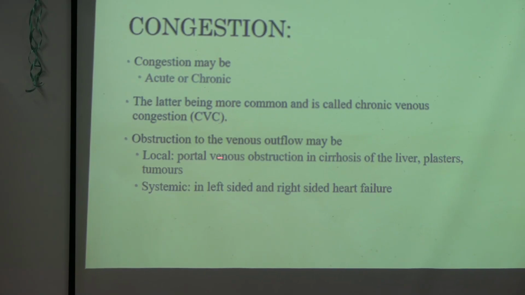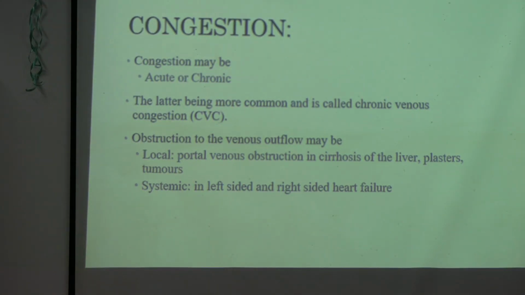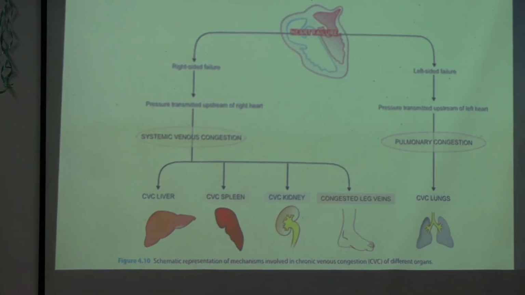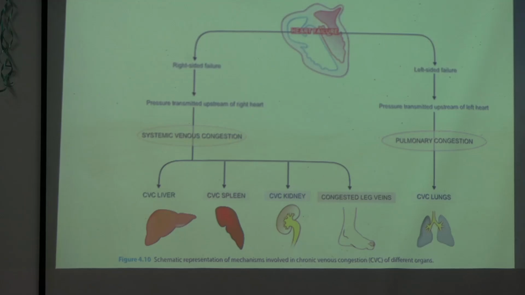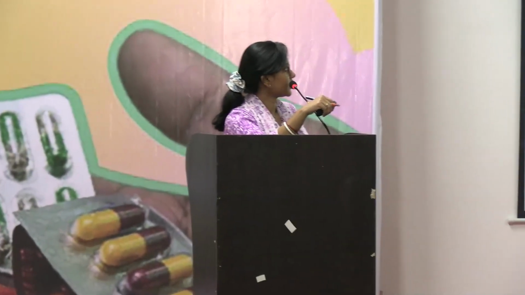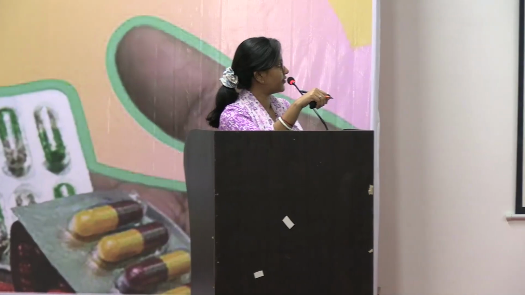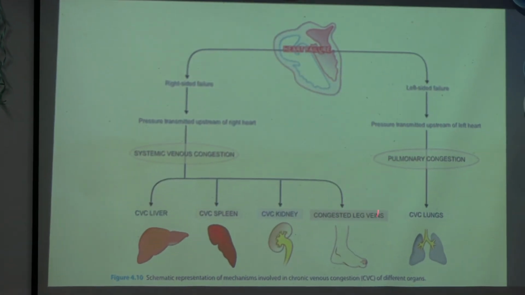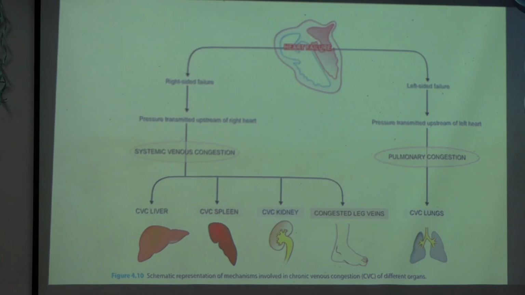Local examples are portal venous obstruction, as seen in cirrhosis of liver, and also tumors causing obstruction, and systemic in left-sided and right-sided heart failure. Here comes the importance of knowing the normal blood flow circulation, to know the effects of this congestion in different organs. So, in right-sided heart failure, what will happen? The liver, spleen, kidney and peripheral leg veins are going to be affected.